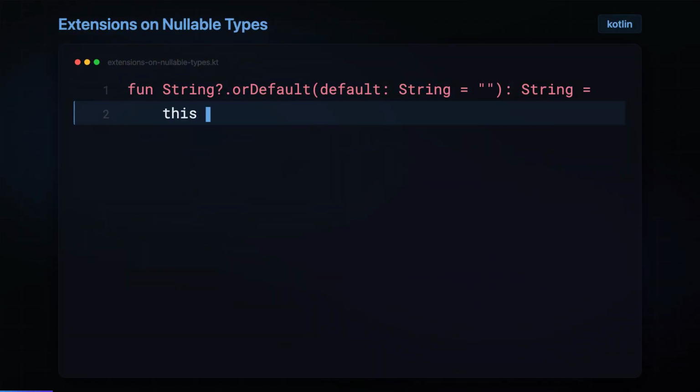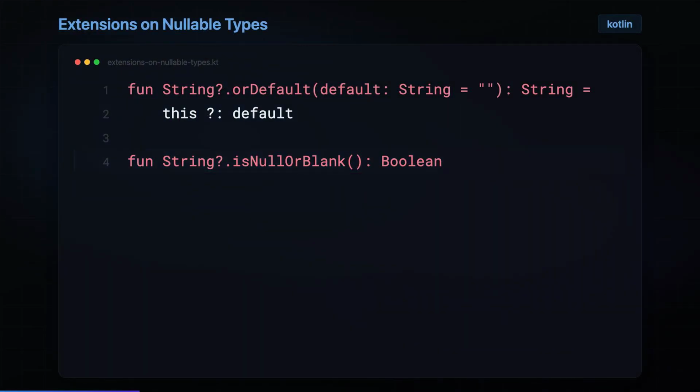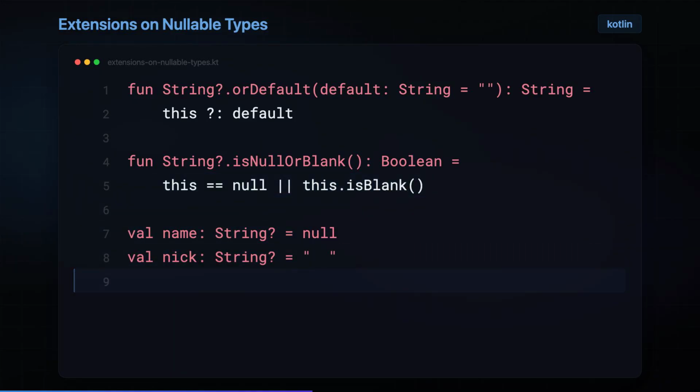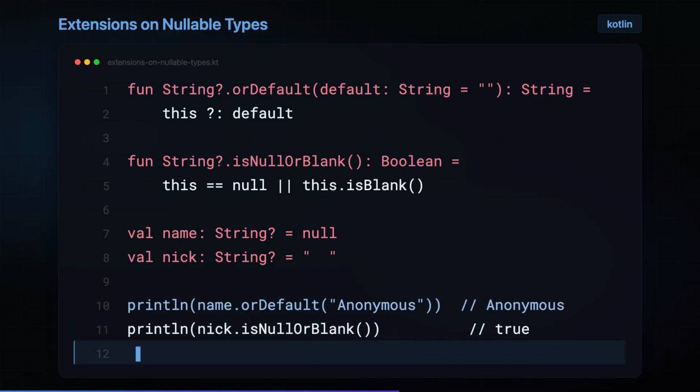Extend nullable types like String?, and handle the null case inside the extension. Callers get a clean API with no null checks needed at the call site. Define fun String?.isNullOrEmpty, and it works on both String and String?. Inside, this can be null, so you use this == null to check.